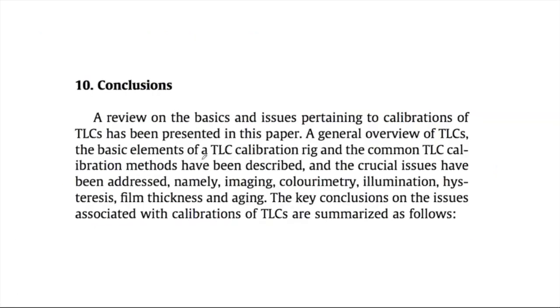Let us move on to the conclusion part and how to write a conclusion for a review paper. In the conclusion section, you need to highlight the main findings, right? So the main finding means that in this particular paper, a review on the basics and the issues pertaining to calibration of TLC has been presented. A general overview of the TLC, the basic elements are described, and the crucial issues have been addressed, right? These are imaging, colorimetry, illumination, hysteresis, film thickness, and aging. Those are the important things being highlighted.